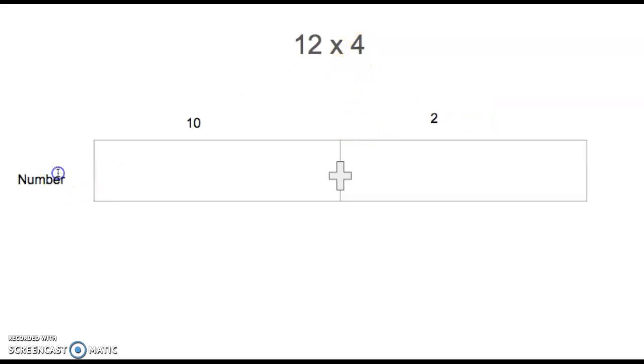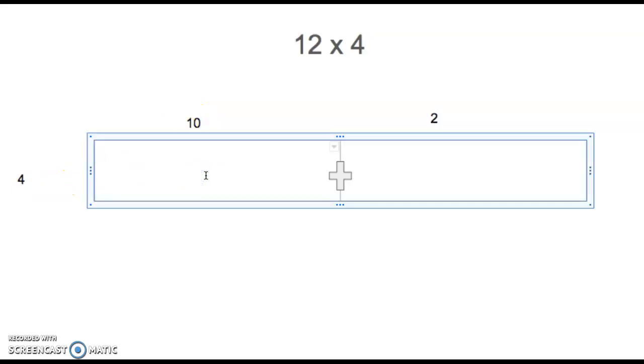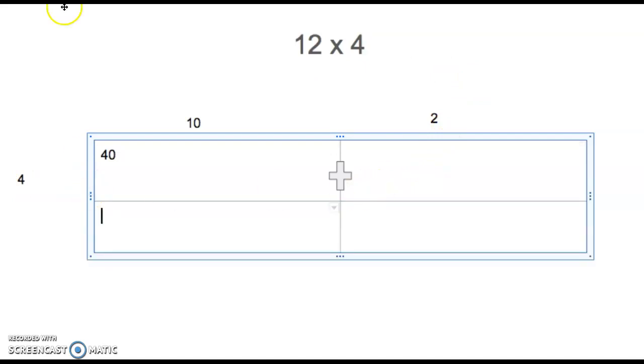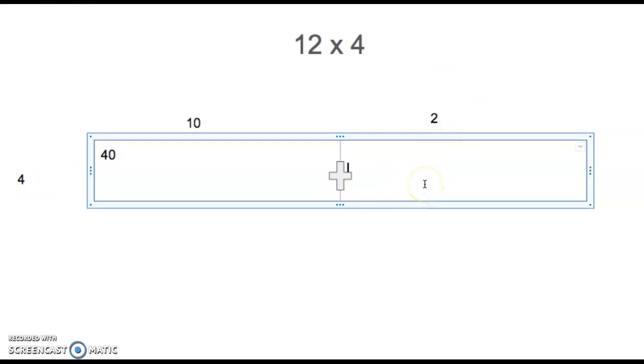I'm going to take my 4 and I'm going to put it over here because we're not multiplying, we're multiplying 12 times 4. So 10 plus 2 is 12 times 4. So what we have here is we're going to do 10 times 4 and put it in here, and that is 40. And then we're going to do 2 times 4, put that in here, which we know to be 8.